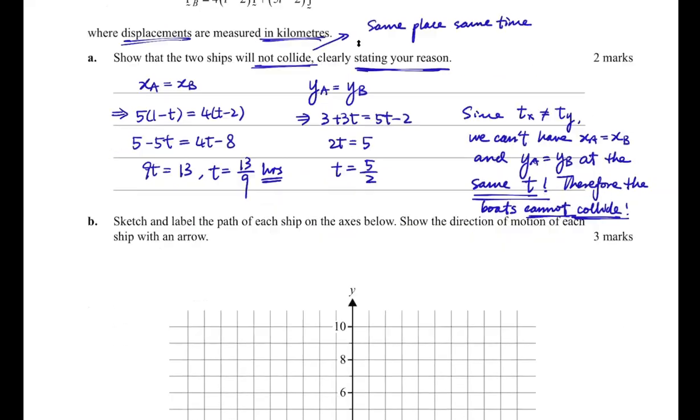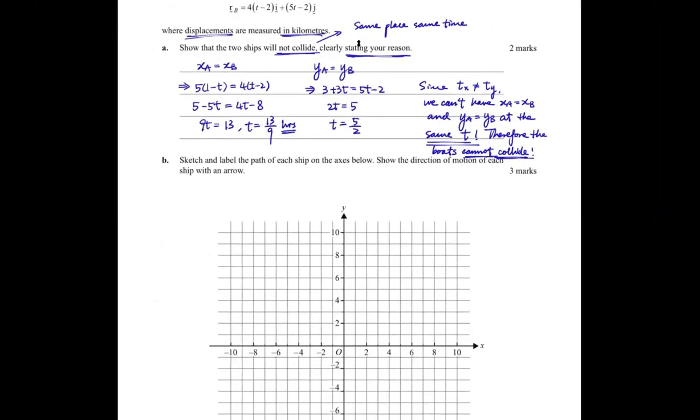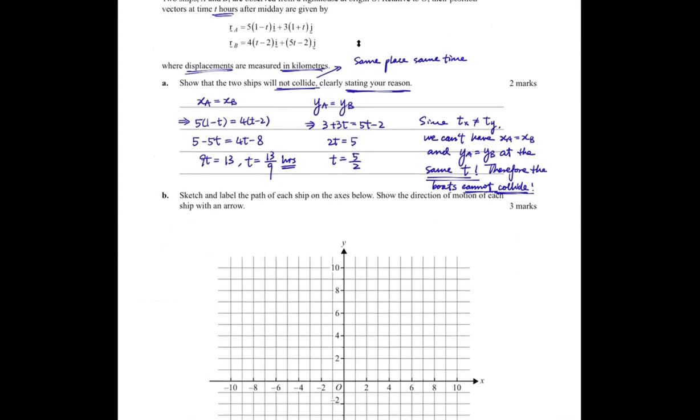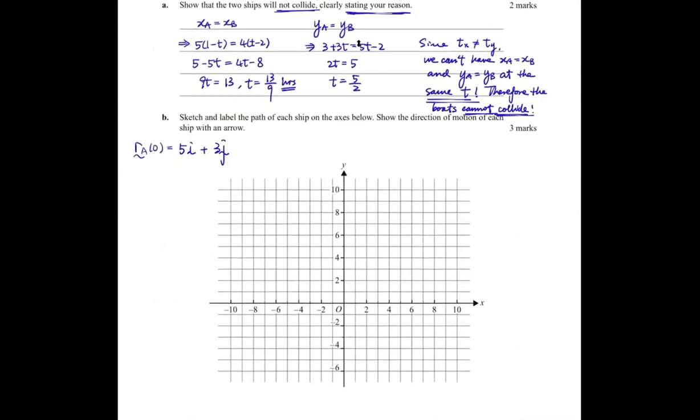Right, next one. Sketch and label the path of each ship on the axis below. Show the direction of motion for each ship with an arrow. So, do some simple substitution. rA of 0 will be 5i plus 3j. 5, 3. Where's 5, 3? Here. This is ship A.